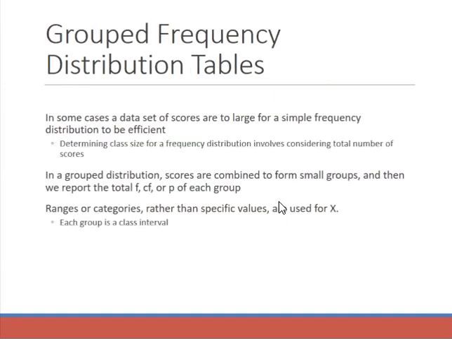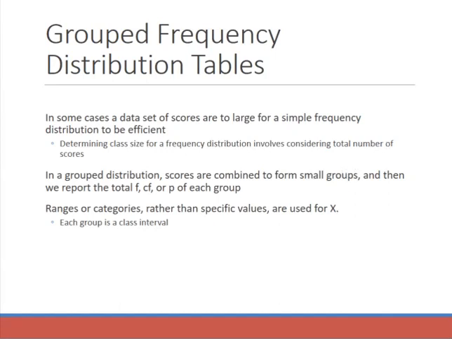Okay, another thing to consider is that in some cases, a data or set of scores are too large for just a simple frequency distribution to be efficient. There's too many scores in there and you're going to have a billion different rows and it's going to be confusing. And so if data cover a wide range of values, it's unreasonable to list every single score.